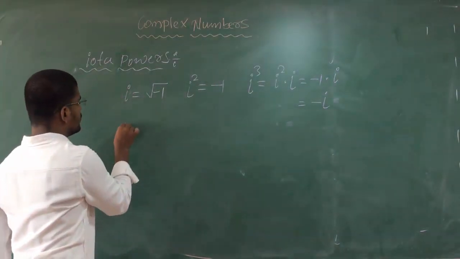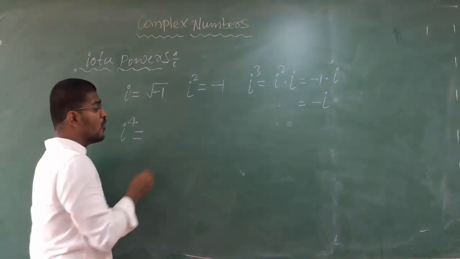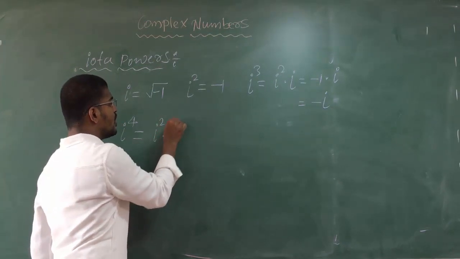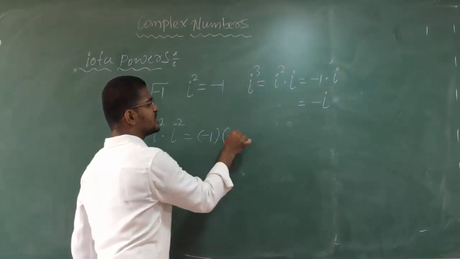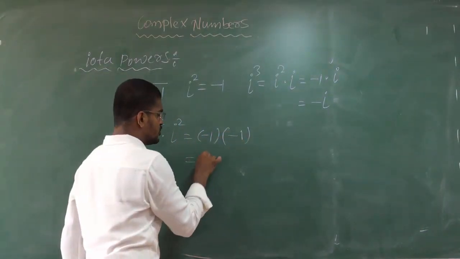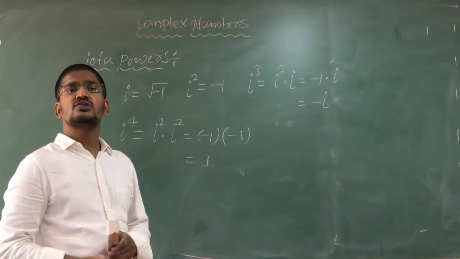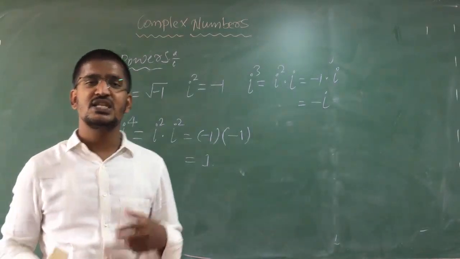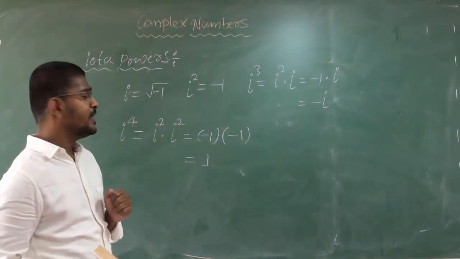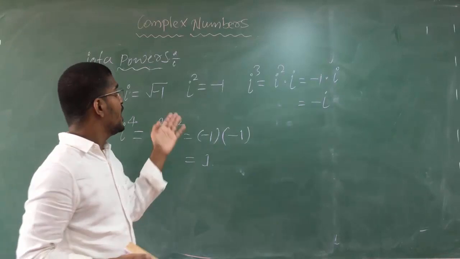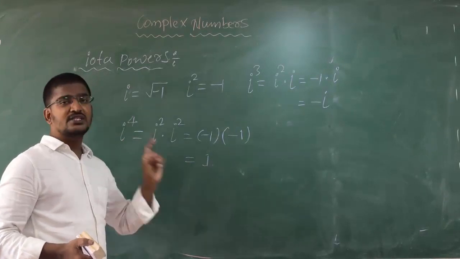So keenly observe, what is i raised to 4? Very, very important. What is i raised to 4? i square into i square. What is i square? Minus 1. What is i square? Minus 1. Minus 1 into minus 1 is plus 1. So it is very, very important, my dear students. Many times they have asked problems on just the powers of i, calculating the powers of i. i is root of minus 1, i square is minus 1, i cube is minus i, i to the power of 4 is 1.